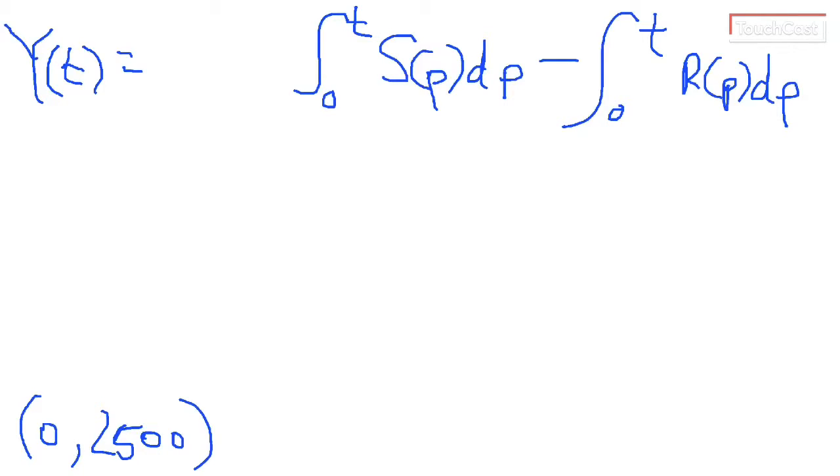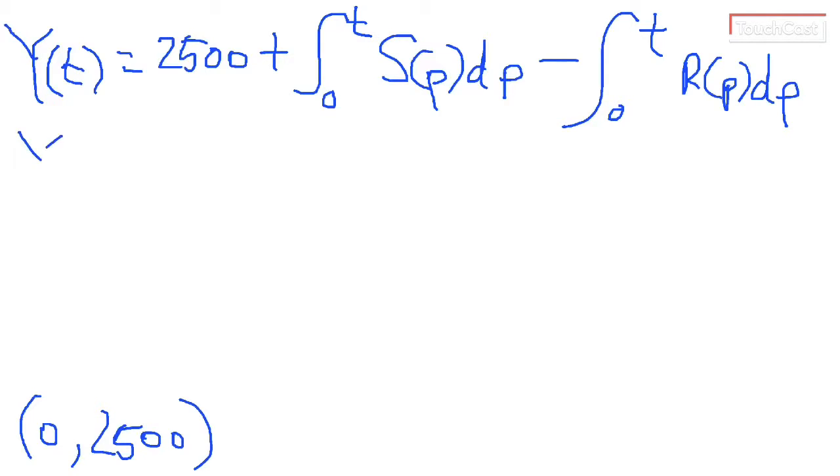So then notice the only thing I have to fix about this, it can't be my y of t, because I still need to make it so that when I use 0 for t, I get 2,500 as the result. So this is one way to write your function y of t: 2,500 plus the integral from 0 to t of S of p dp minus the integral from 0 to t of R of p dp.